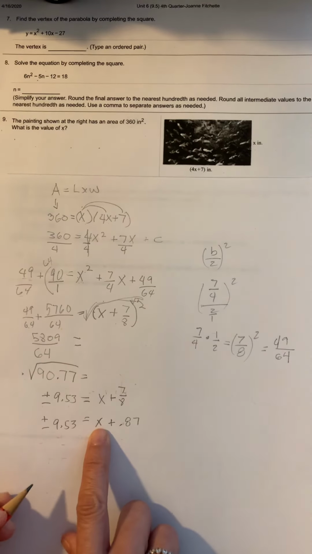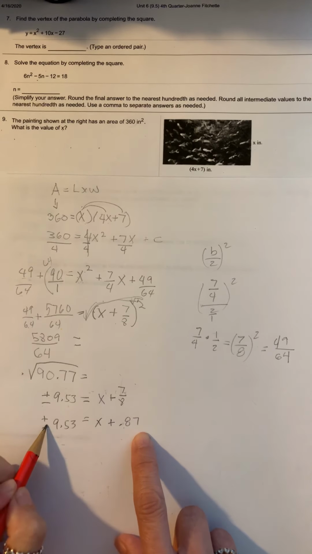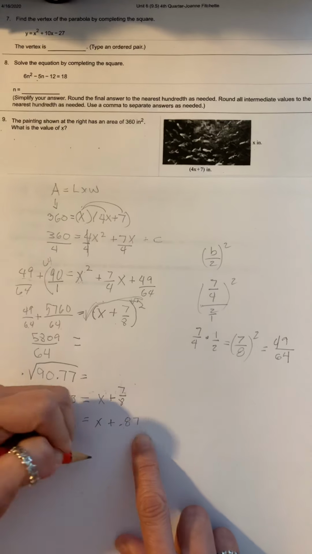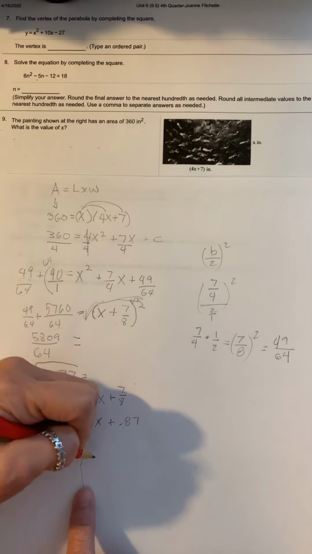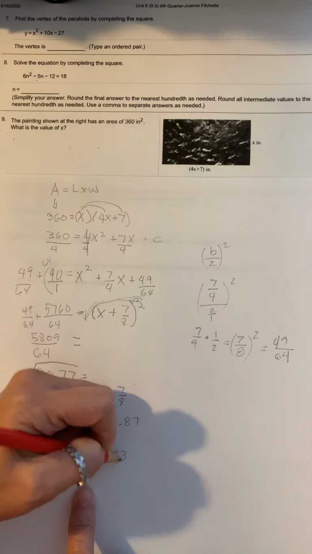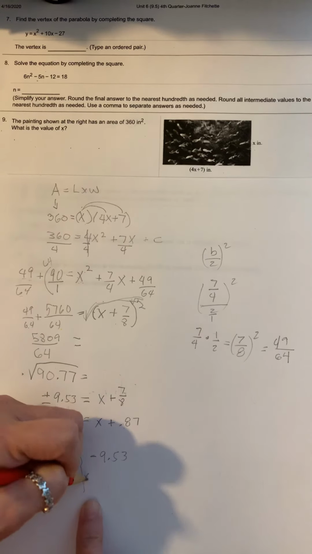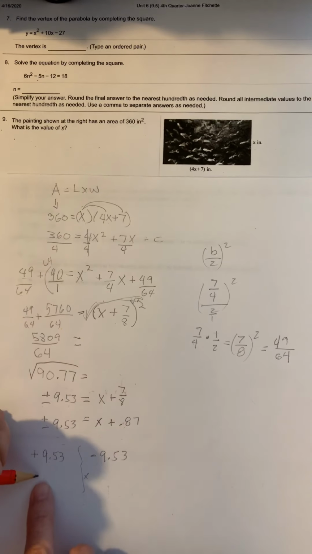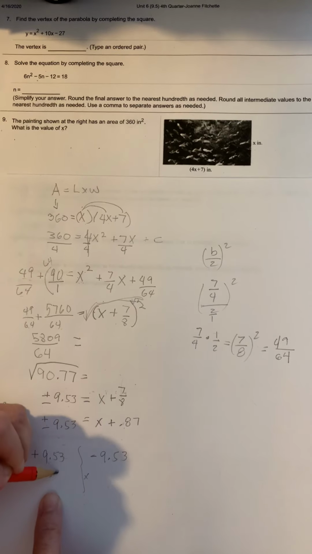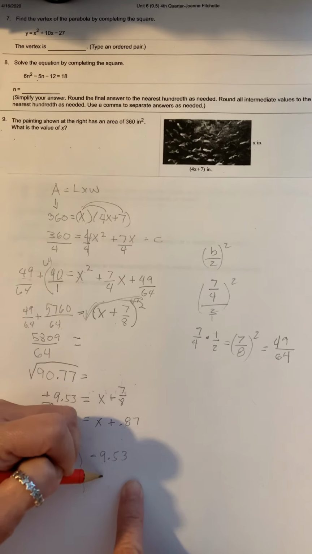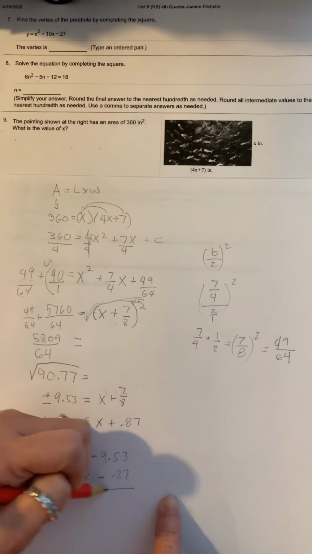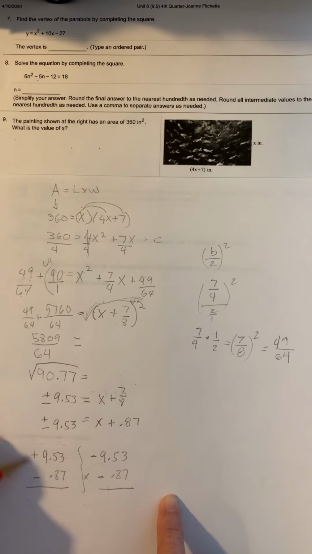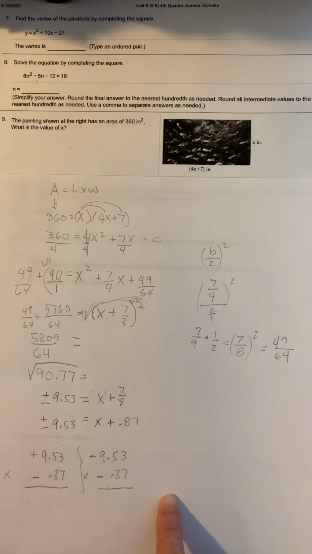All right, so now I have plus and minus 9.53. Okay, remember I'm looking for the x, so I'm going to move this to the other side. Well, I have two values. I have a positive 9.53. Think about it this way, and I have a negative 9.53. What I'm solving will be my two x values, remember? So since I move this to the other side, it's going to be subtracting. So I'm going to subtract this side with 0.87, and I'm going to subtract this side with 0.87. Just like we practiced with our video.